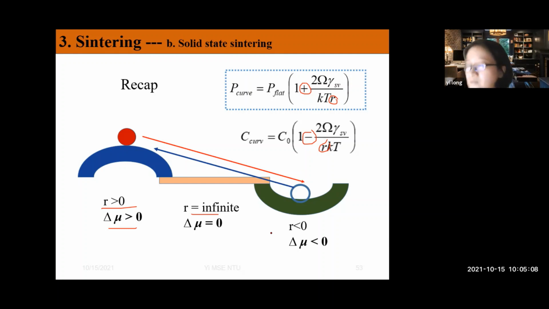Why is this important? So far, if you can't understand anything else, please remember this illustration here. It's good enough for you to move on. Okay, so we move on now.